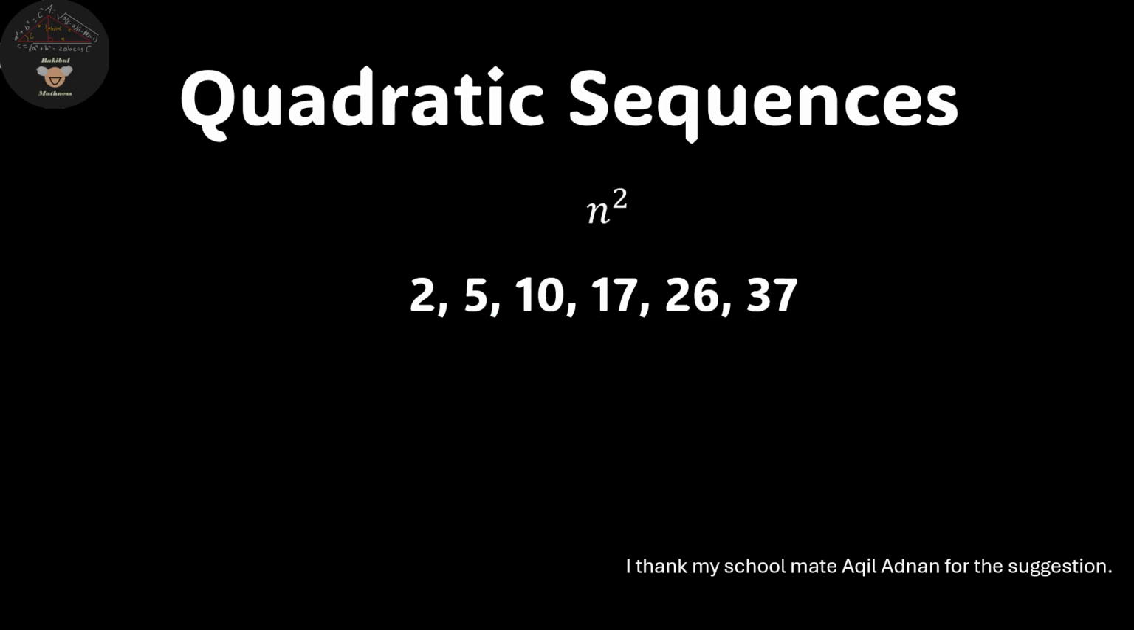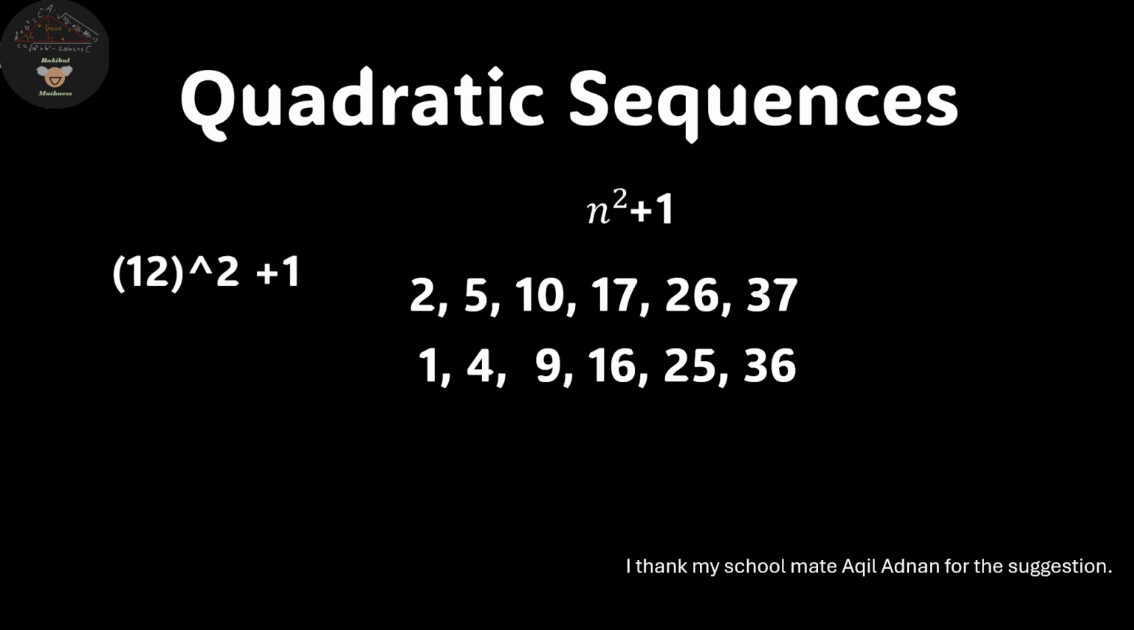But n squared is 1, 4, 9, 16, 25, 36. And there's something we notice here. From 1 to 2, we need to add 1. 4 to 5, we need to add 1. 9 to 10, we need to add 1. 16 to 17, we need to add 1. So why don't we just put a plus 1 at the end? And there we go. If we want to find, for example, the 12th term, then 12 squared, which is 144, plus 1, 145.